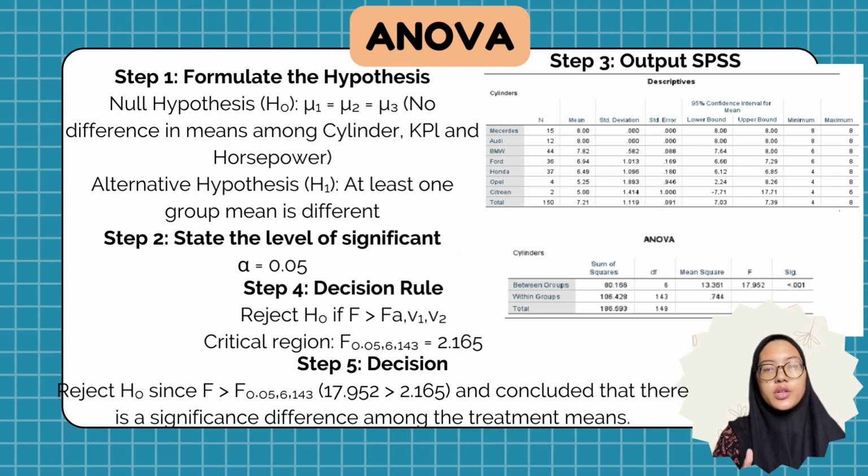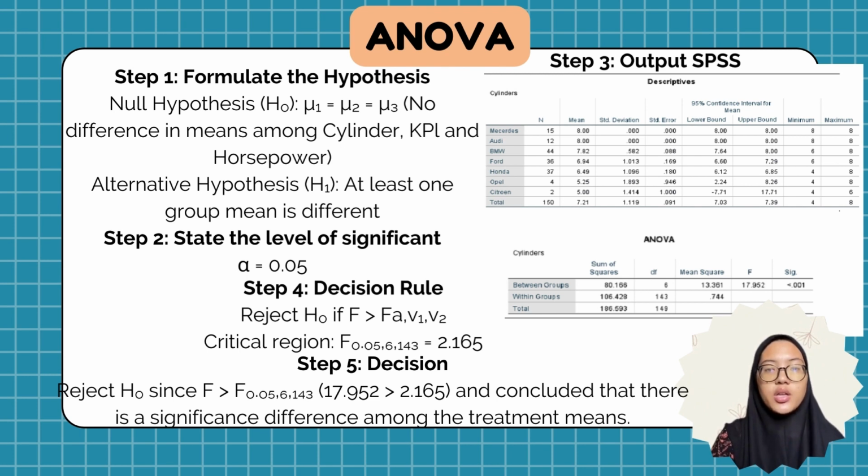For the analysis of variance, ANOVA, conducted for the variable cylinder, the null hypothesis H0 posited that there is no difference in means among the groups, while the alternative hypothesis H1 suggests that at least one group mean is different. The significance level alpha was set at 0.05. The output from SPSS provides the necessary statistics for ANOVA, including the F value. The decision rule states that the null hypothesis will be rejected if the calculated F value exceeds the critical value, F 0.05 with 143 degrees of freedom, equal to 2.165.